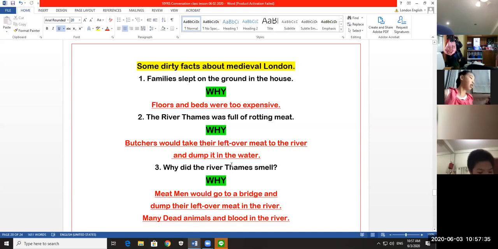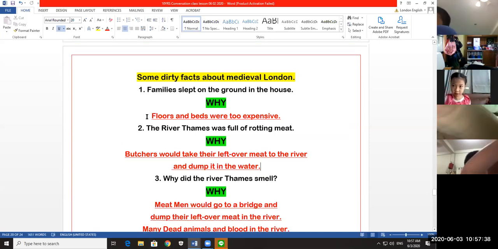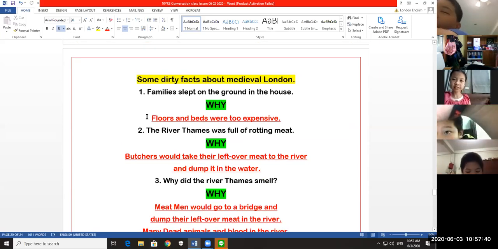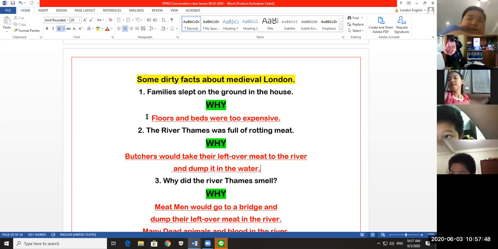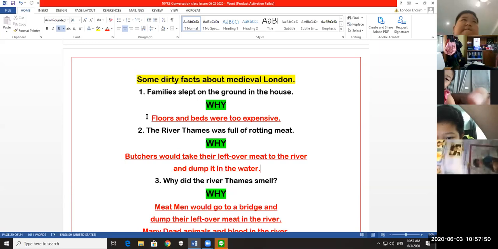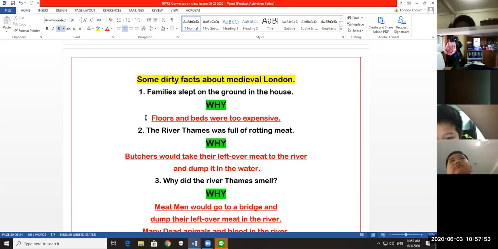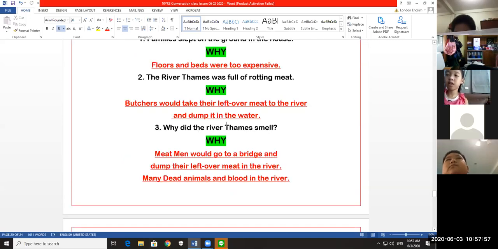Okay. This number one, what that means is they sleep on the ground. It means they don't sleep on a floor. It means they sleep on the dirt, okay? They sleep on the dirty ground. They didn't sleep in beds, peasants, okay? They couldn't afford them. There was lots of rotting meat in the River Thames at the time.